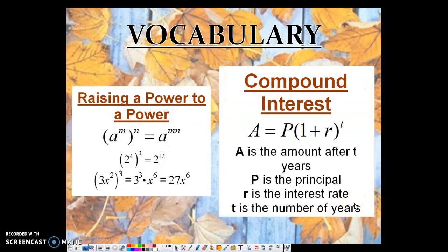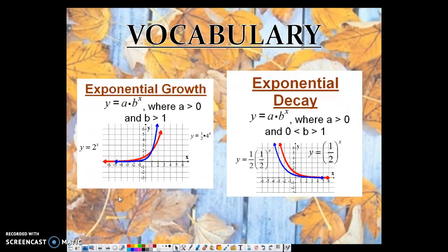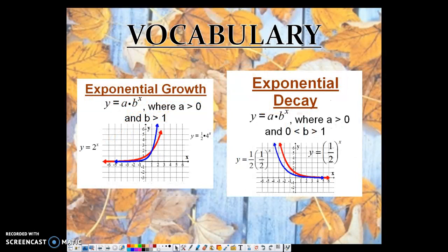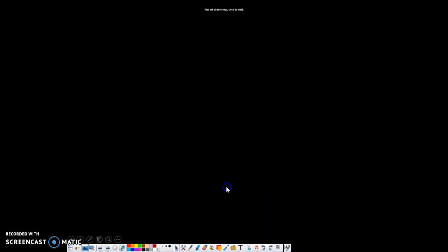Raising a power to a power, that's when you multiply m times n. So 4 times 3 is 12. 2 times 3 is 6. Okay, but first you do the 3 to the 3rd. Oops, sorry. Let me go back there. Okay. Then compound interest, we'll go over that later, but this is really, really interesting. Okay, exponential growth is when it goes up. Exponential decay is when it's going down.